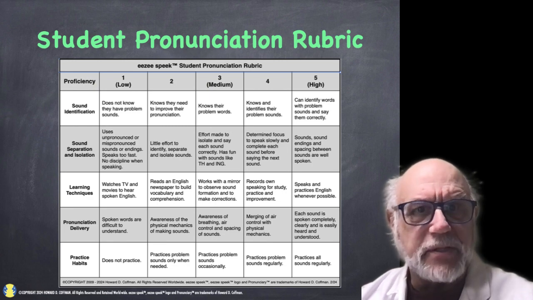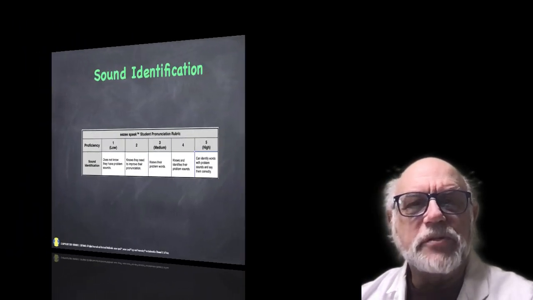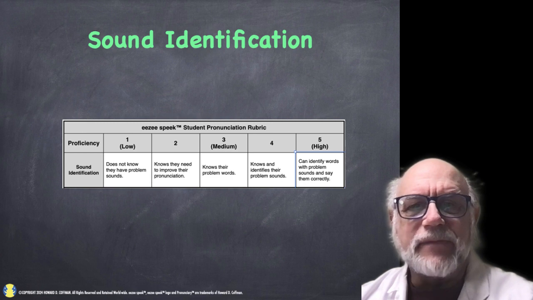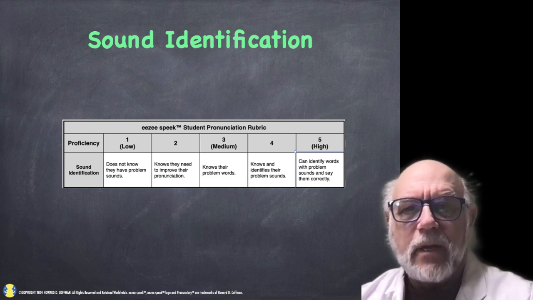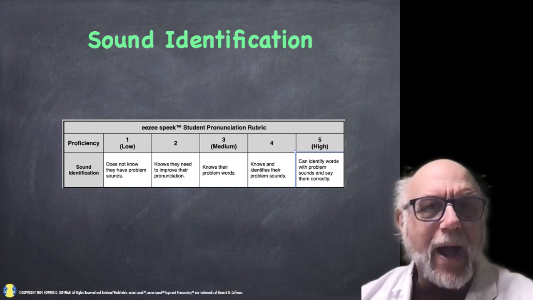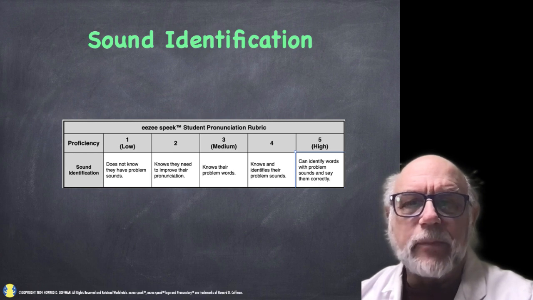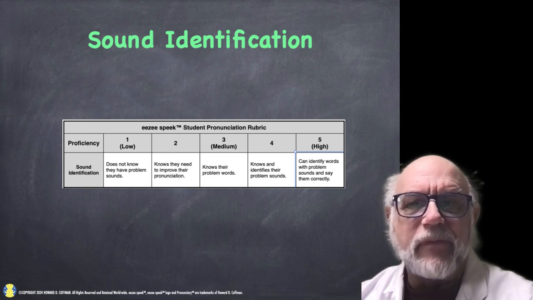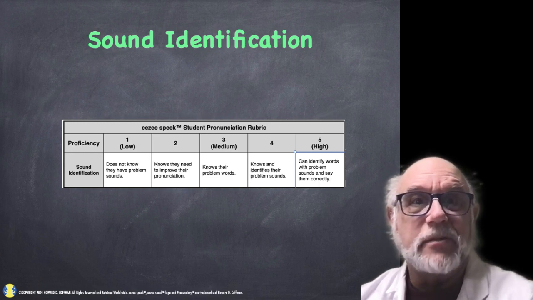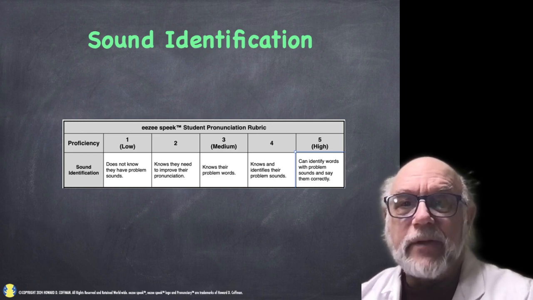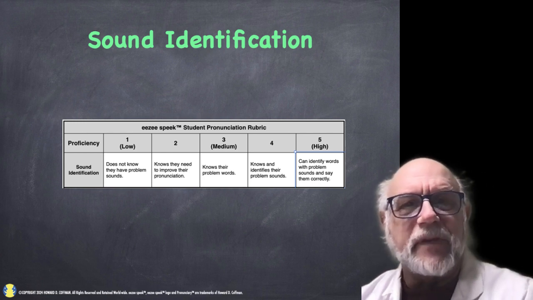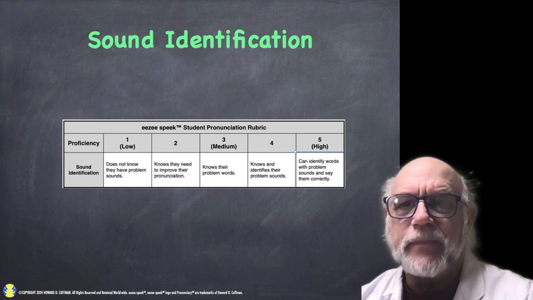Level of proficiency. So for the first line, sound identification, the low box, the poor performance, if you would, this particular person does not know they have problem sounds. They're really oblivious to what's going on. They know they need to improve their pronunciation. Well, they've got a clue that they need to fix things. We'd rate that as a 2.